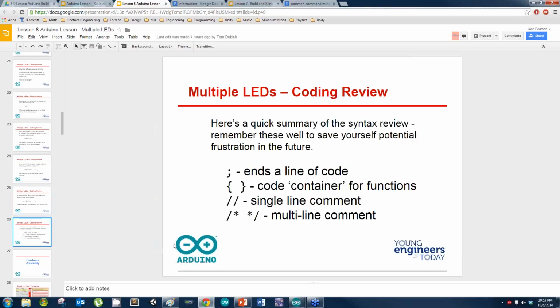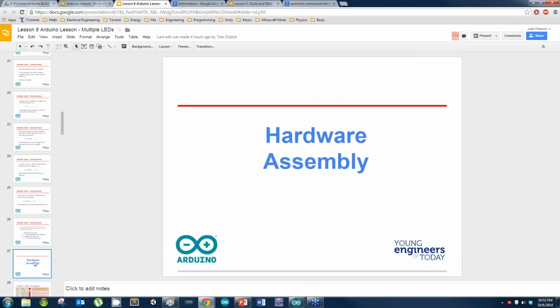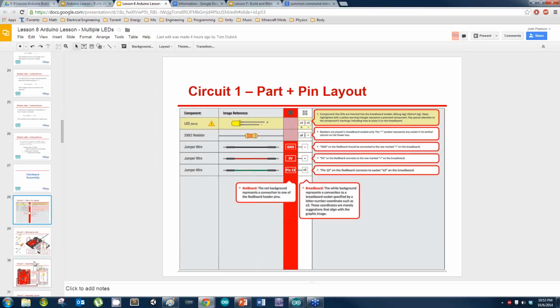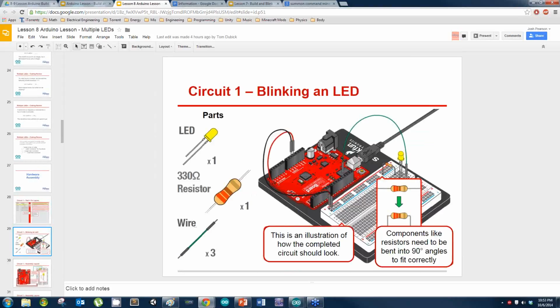All right, comments, etc. We're not going to have time to hook up this circuit.